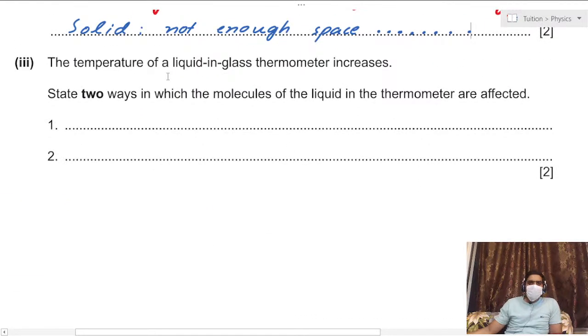The temperature of a liquid in glass thermometer increases. Say two ways in which molecules of the liquid in the thermometer are affected. So you increase the temperature, what happens to the molecules?